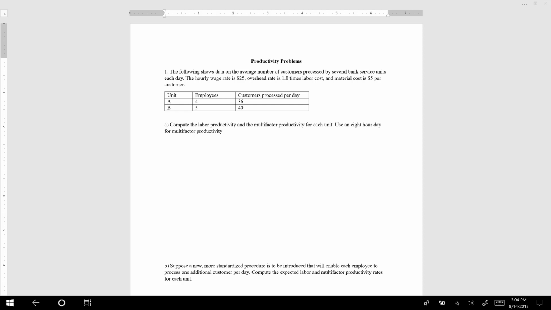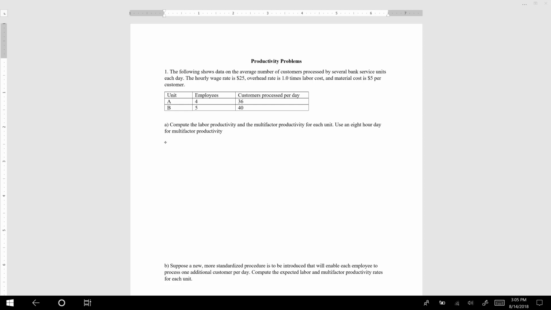Here is the question. The following shows data on the average number of customers processed by several bank service units each day. The hourly wage rate is $25. Overhead rate is 1 times labor cost and material cost is $5 per customer. Question A is compute the labor productivity and the multi-factor productivity for each unit. Use an 8-hour day for multi-factor productivity.